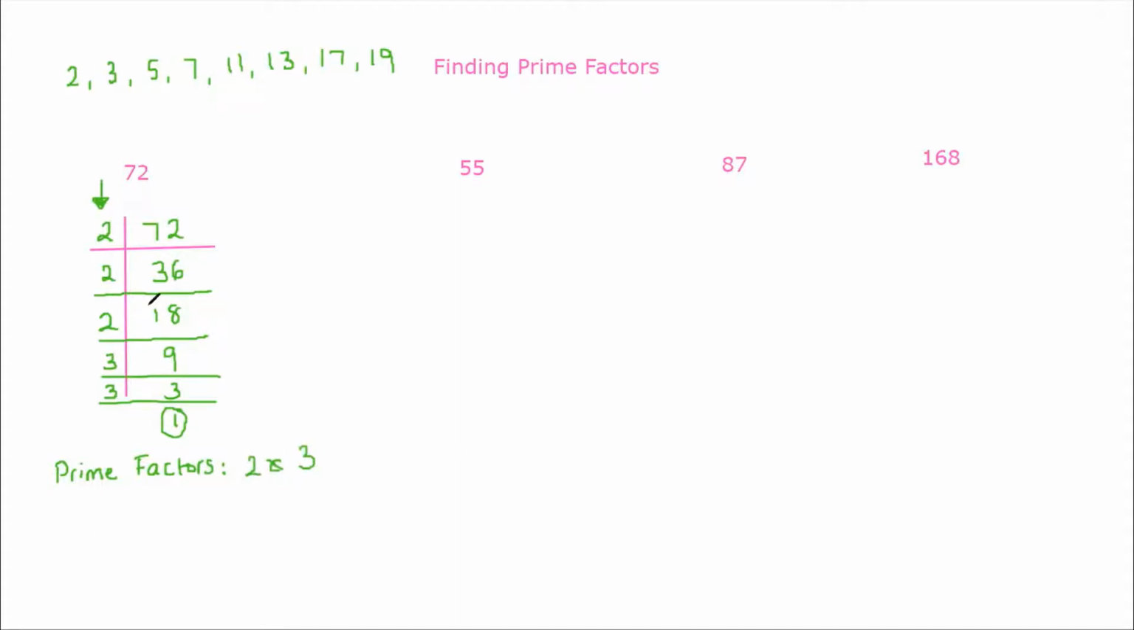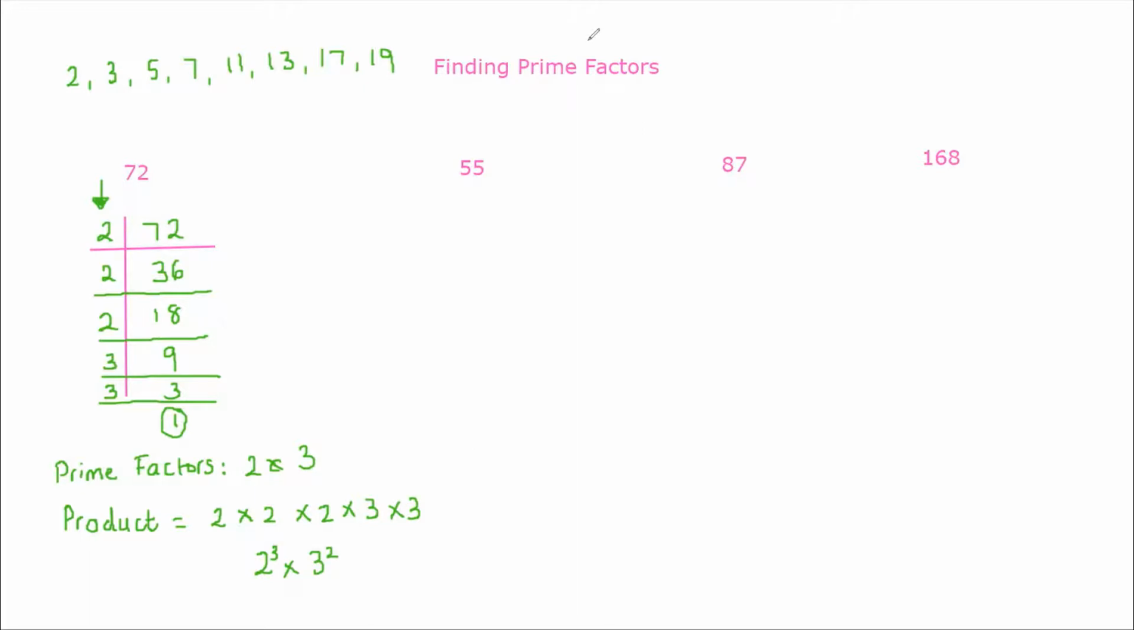If you wanted to write 72 as a product of its prime factors, you could write it like this: 2 times 2 times 2 times 3 times 3. And you could write this with indices as 2 to the power of 3 times 3 to the power of 2. So this is in index form, and this is just written out as a straight sum there. And if you want to check, 2 times 2 is 4, 4 times 2 is 8, 8 times 3 is 24, and 24 times 3 will be 72.